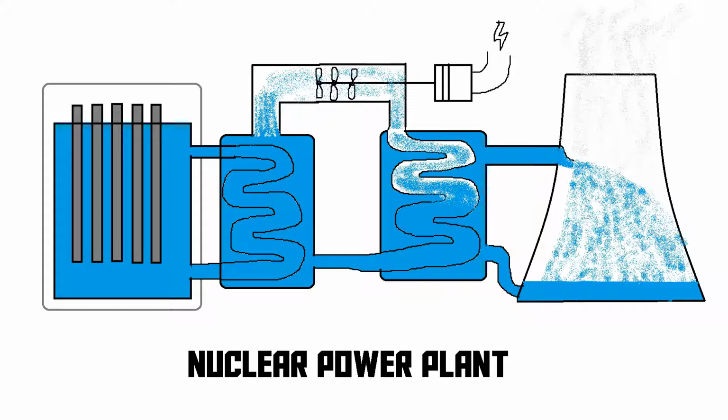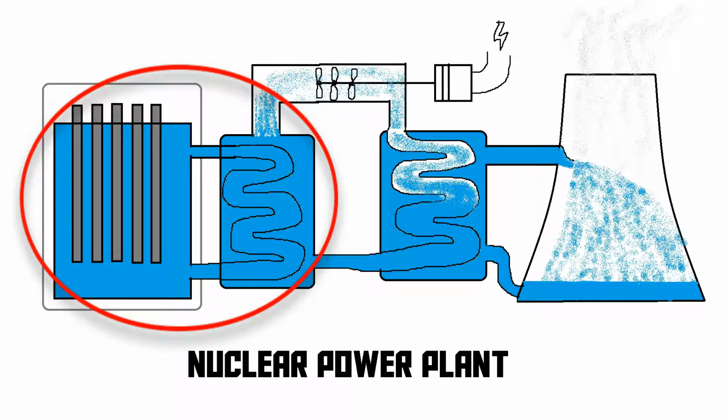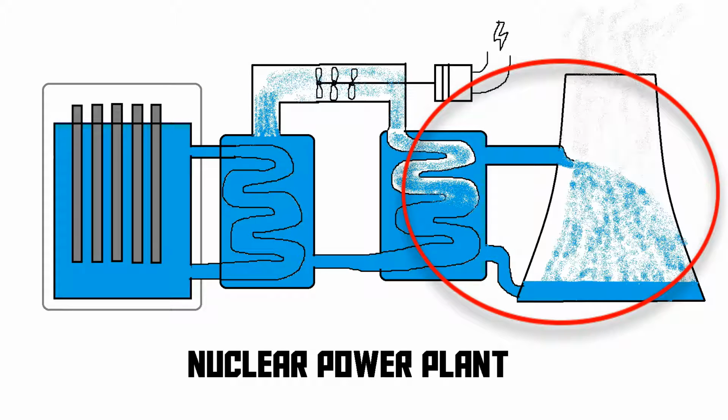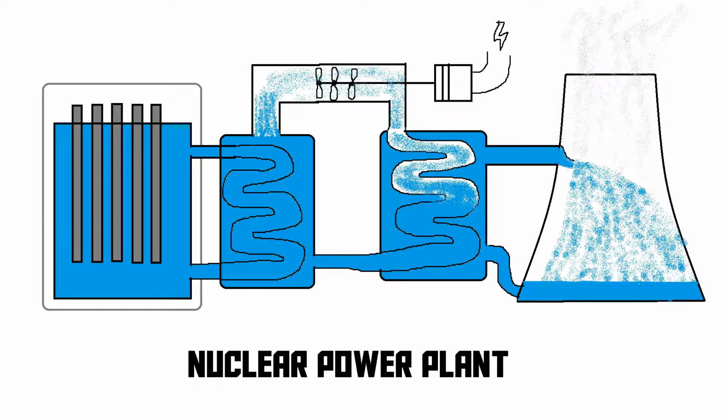A nuclear power plant basically consists of three sections. The first section is responsible for generating energy. The second section is responsible for turning that energy into electricity, and the third section is responsible for cooling the power plant. Let's take a look at the nuclear reactor, the first section, first.